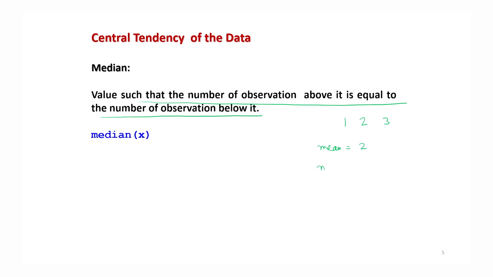And if I try to find out its median, usually it is the middlemost value, which is when the observations are arranged in the increasing order. So, it is going to be 2, no issues. But now I try to add here one value, suppose here 100.